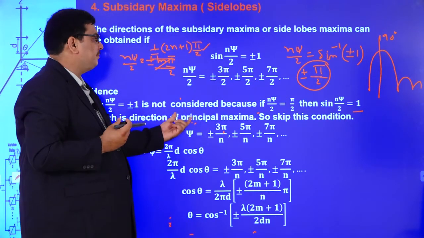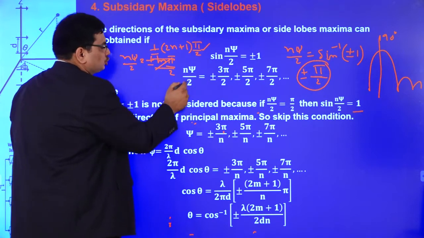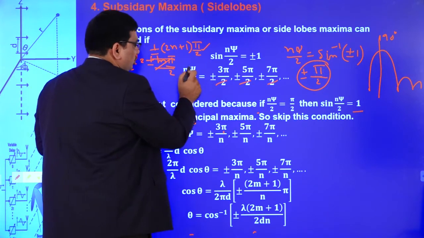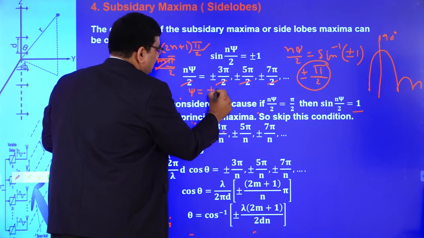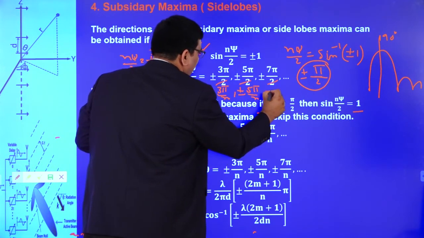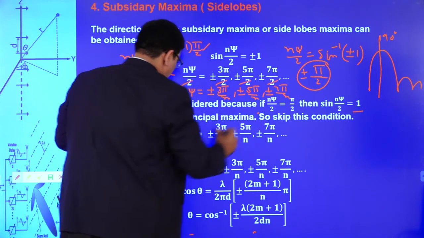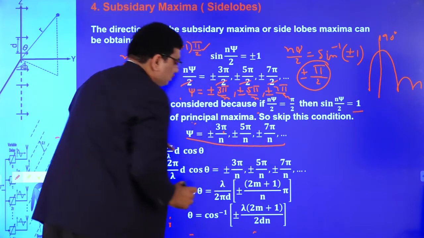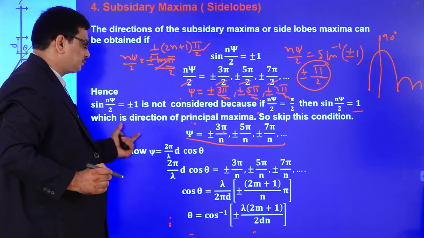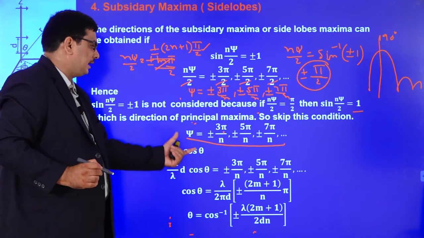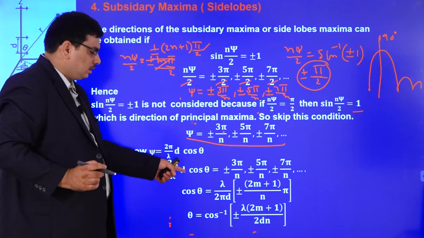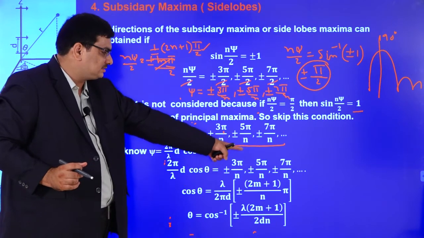Then for the maxima, all these 2's get cancelled, so your ψ equals plus or minus 3π/n, plus or minus 5π/n, plus or minus 7π/n. So this is your condition where ψ equals 3π/n, 5π/n, and 7π/n. But substitute ψ equals β d cos θ. So ψ equals β d cos θ, where β equals 2π/λ, so d cos θ equals plus or minus 3π by something.